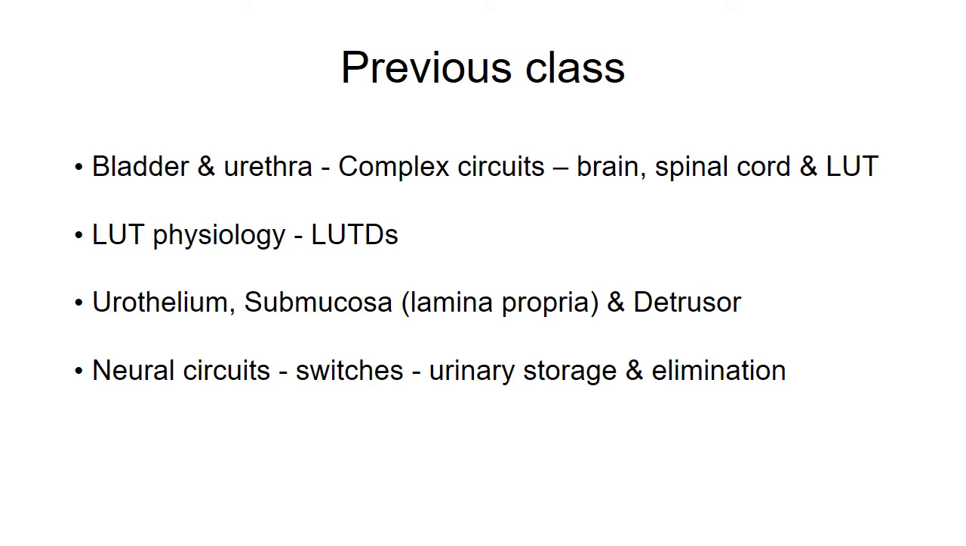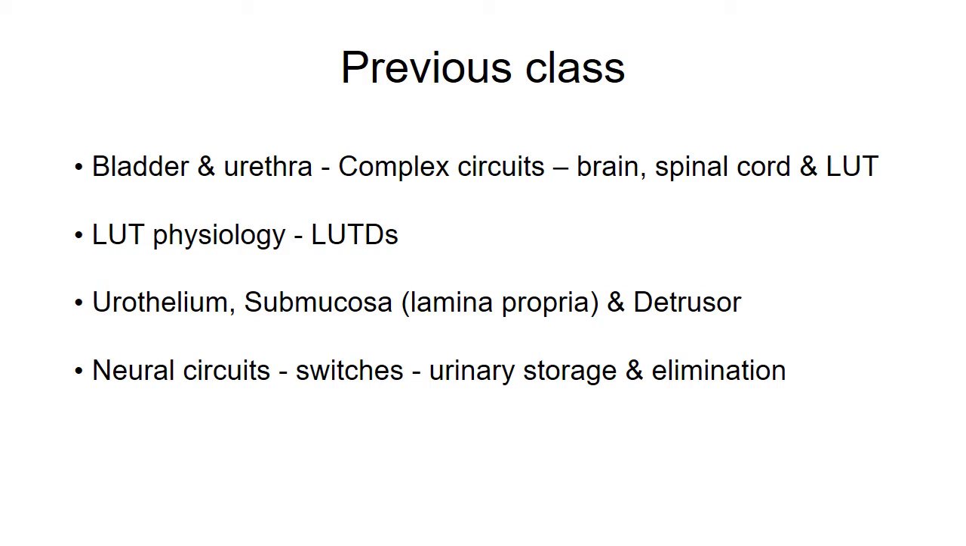In the last class, we discussed the anatomy of the bladder and urethra in detail. We also mentioned the complex circuits between the brain, spinal cord and lower urinary tract. In today's class, we will look into the basics of voiding physiology. For understanding the pathology of bladder dysfunctions, we should have a basic idea regarding normal physiology.